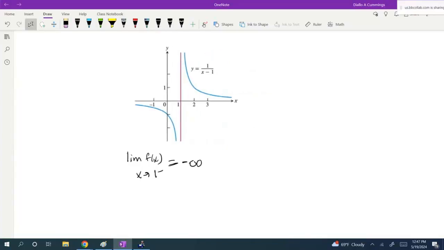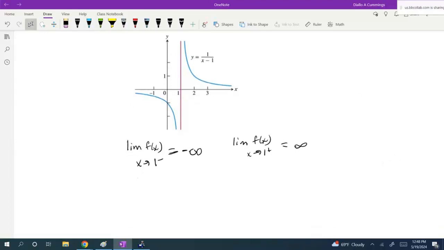Let's take a look at the right-hand limit. The limit for f of x as x approaches 1 from the right. So notice if we approach 1 from the right, the graph tends toward that asymptote, and it gets bigger and bigger and bigger. So the right-hand limit is actually positive infinity. Since the left-hand limit and the right-hand limit are not the same, the limit for f of x as x approaches 1 does not exist.